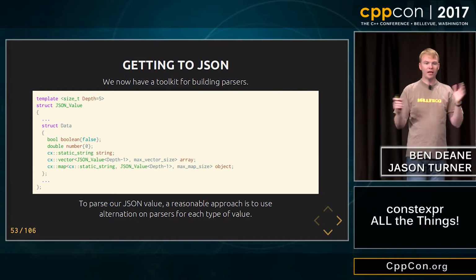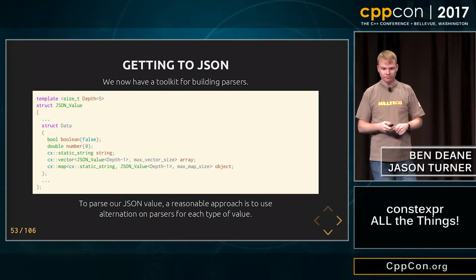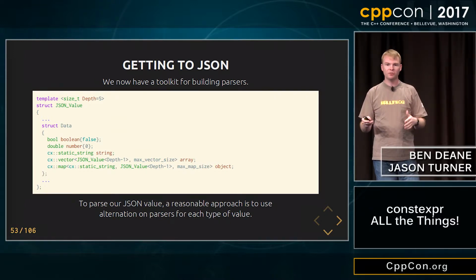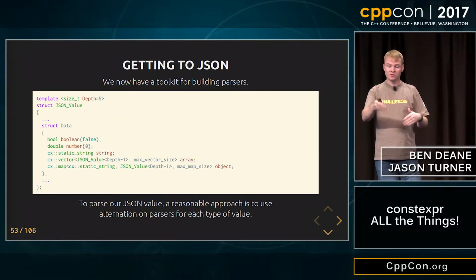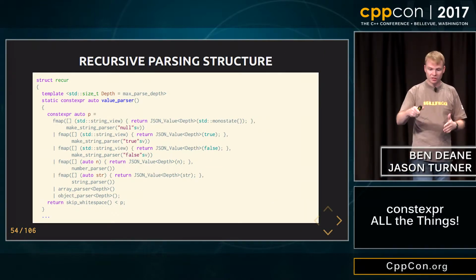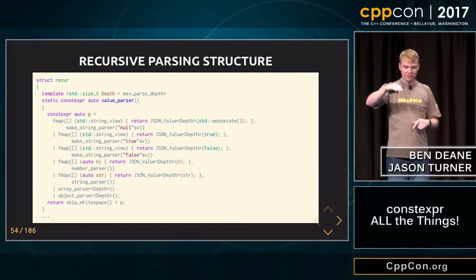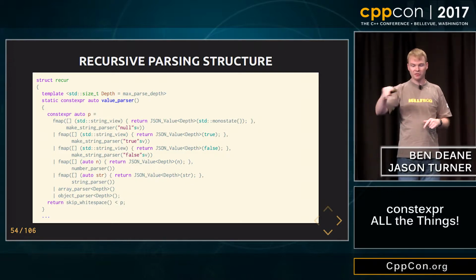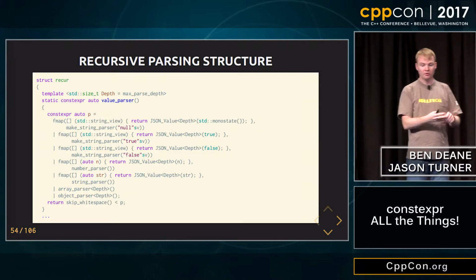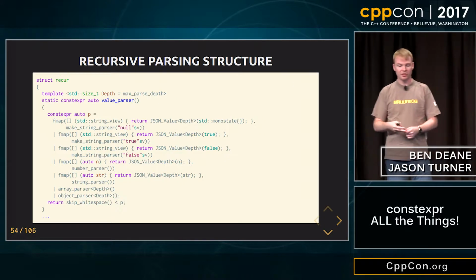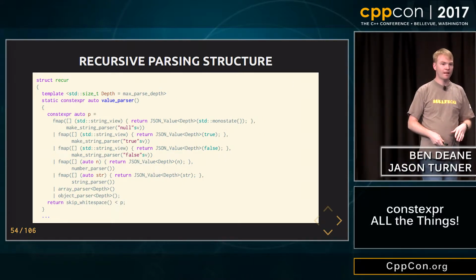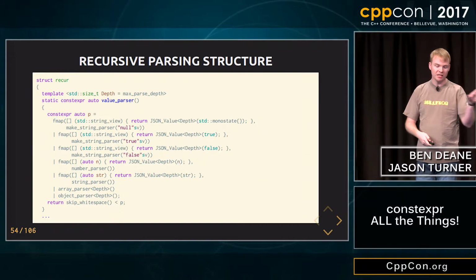All right, so now we're getting towards a toolkit for building JSON parsers. Because JSON is a discriminated union, a reasonable attempt to parsing it is to have parsers for 6 different types of things and alternate them together. And so that's what this does. It's a bit of a wall of text, but you can see there's basically 6 or 7 different alternations here. You can see there's a parser for null in there, there's a parser for true and false, there's a number parser, a string parser, and then an array and object parser. And we're doing a skip white space before we parse a value, so that all gets stripped out.